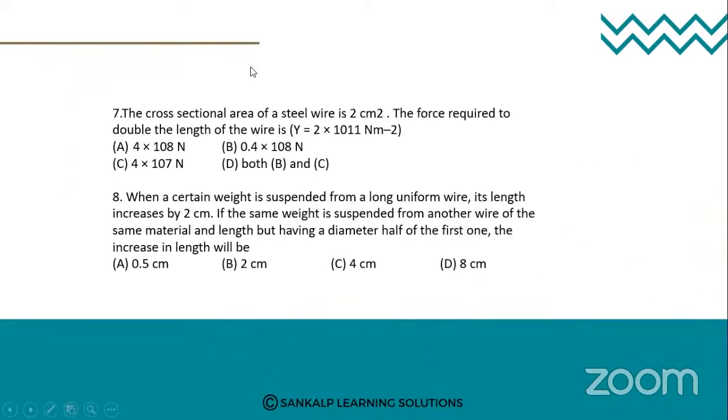See the next question, seventh question. The cross-sectional area of a steel wire is 2 centimeters square. So here they have given the cross-sectional area. The force required to double the length of the wire; in the bracket, they have given the value of the Young's modulus, which is 2 into 10 to the power of 11. So the force required to double the length of the wire is what you need to calculate here.